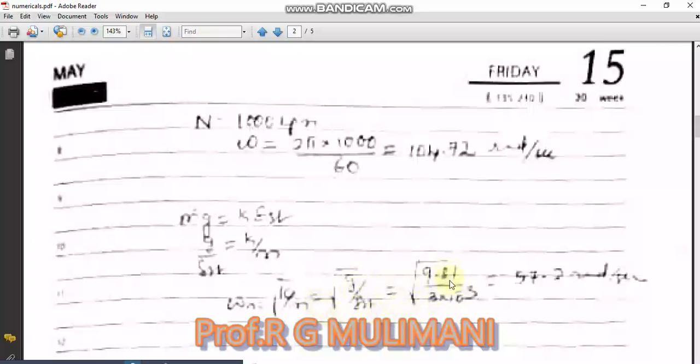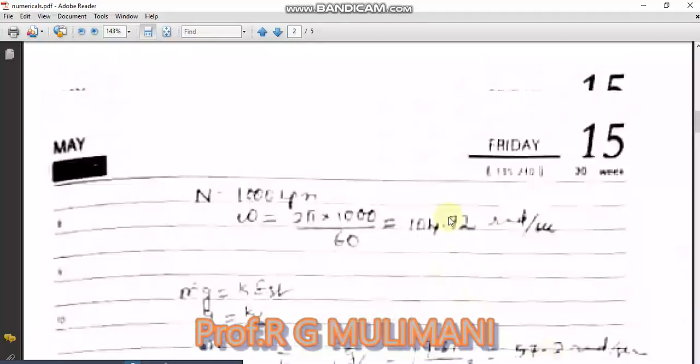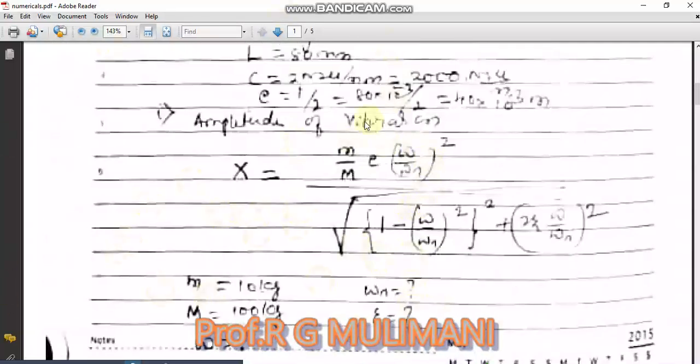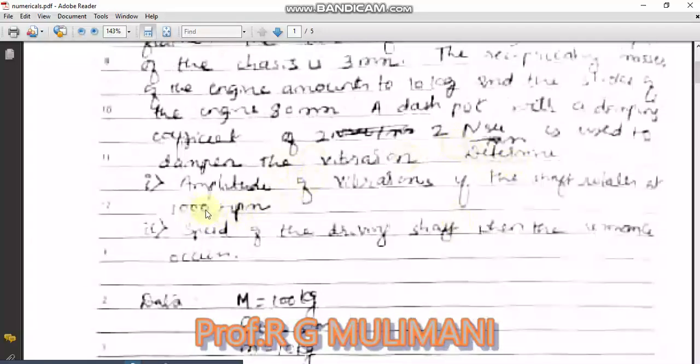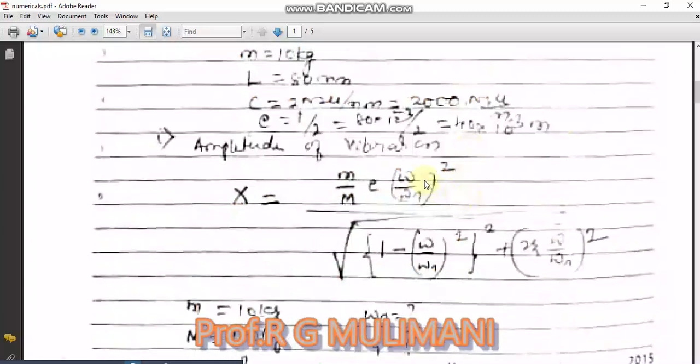Okay, substituting the g value and the static deflection, that is 3 mm. Here it is mentioned in meters. Okay, so we now have omega n, that is 57.2 radian per second. Now small m is 10 kg, capital M, the total mass of the engine or the machine, is 100 kg, and eccentricity is L by 2. Omega can be calculated by 2 pi n by 60, where n is 1000 rpm.